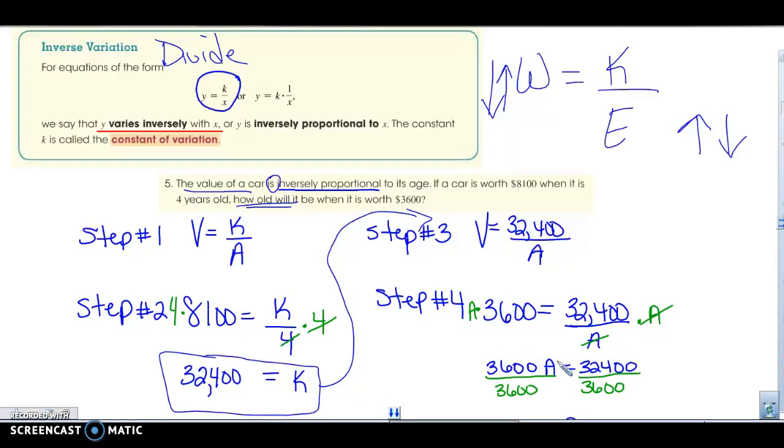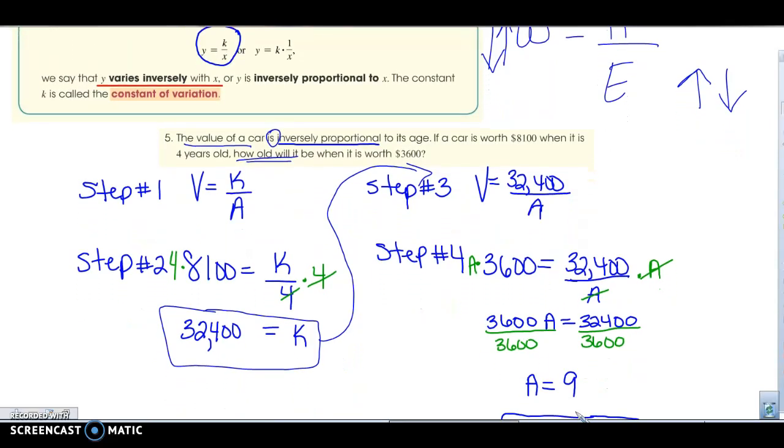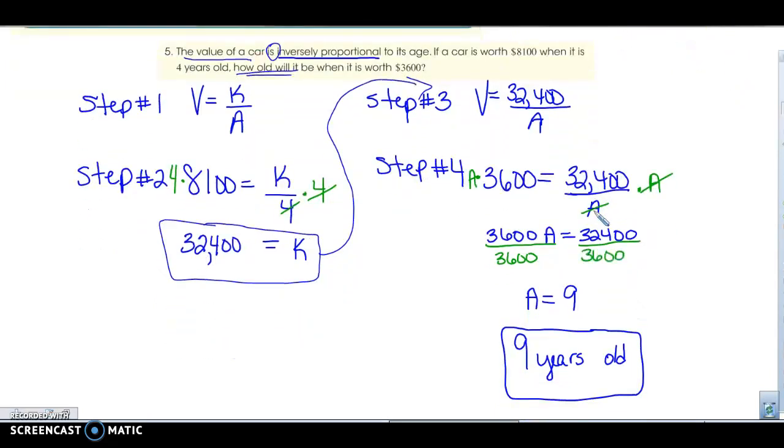So I plugged in the information here in blue, and then I proceed to solve. Realizing it has fractions in it again, I chose to multiply by the denominator, which is A, so that's what I have here in green. That cancels here. We get 32,400 equals 3,600A. We then divide by this to find out that the age is 9, or 9 years. So it'll be worth that amount of money in 9 years. When it is 9 years old, let's say. So that's an example of inverse.